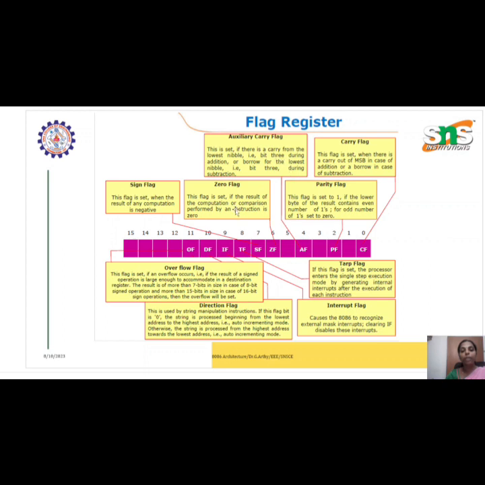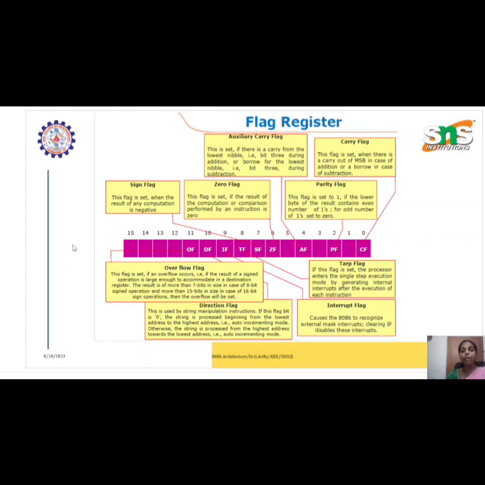Out of these 9 flags, 3 flags are conditional flags: the trap flag, the interrupt flag, and the direction flag. That is, based on certain conditions, these flags will be enabled. The other 6 are unconditional flags.